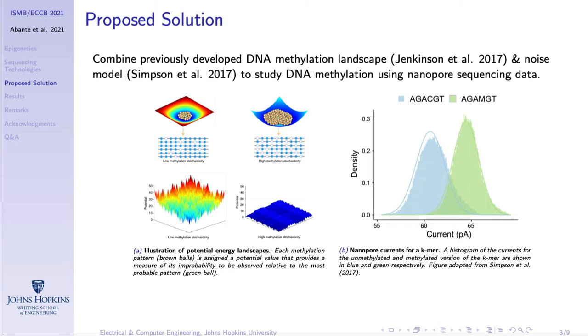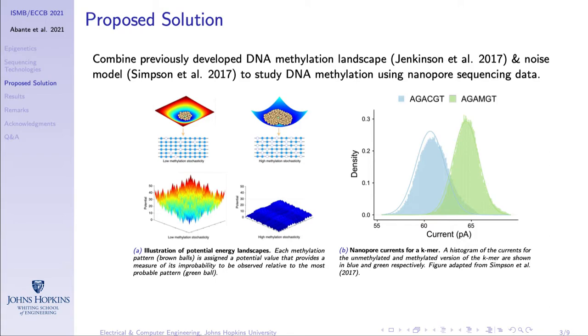To that end, we build upon two previous works. On the one hand, we use the DNA methylation landscape proposed in 2017 by Jenkinson et al., consisting of a biology-inspired landscape energy function, which assigns a potential energy to each possible methylation pattern of the region studied. High energy values indicate improbable methylation states, and vice versa.